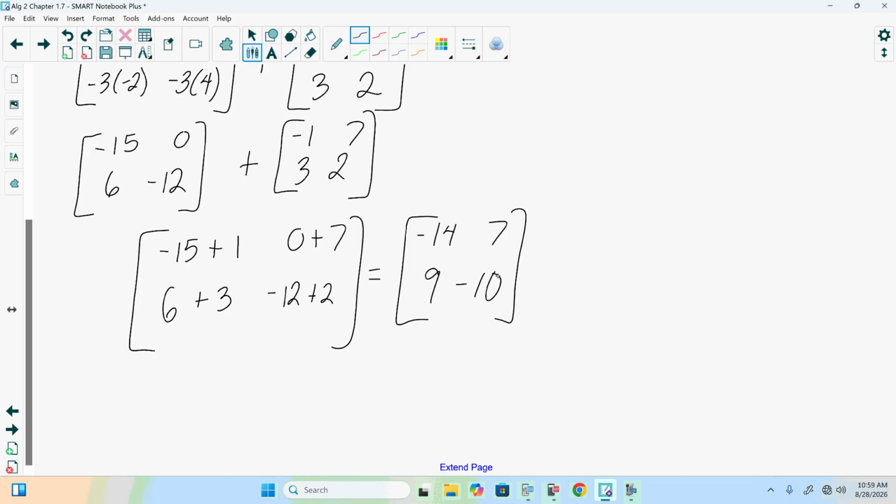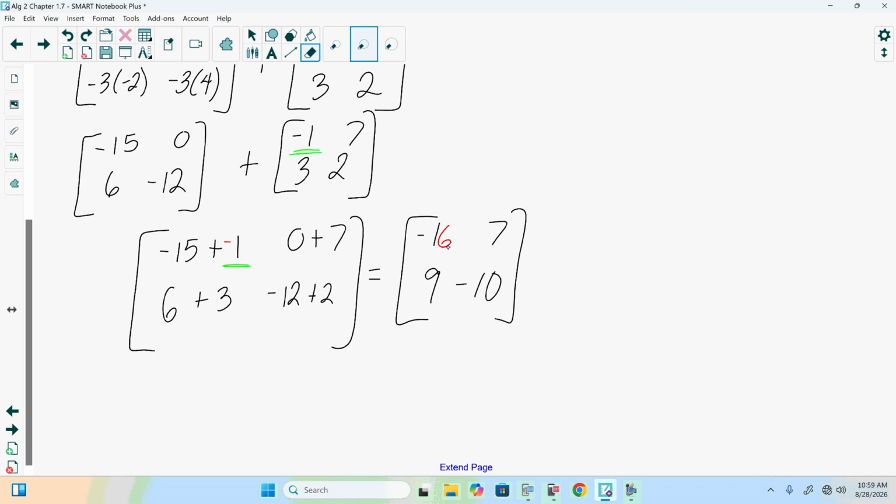We agree? No, I agree. It should be negative 16. Do you know why? What did I do? I dropped a negative. It should have been negative 15 plus negative 1, which is negative 16. Questions on this here?